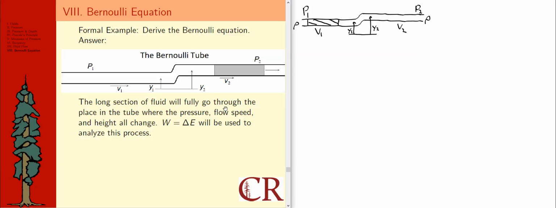It says here the long section of fluid will fully go through the place in the tube where the pressure, that's the place I was talking about there, is that bend, where the pressure, flow speed, and height all change. And we're going to use W equals delta E. In other words, work is equal to change in energy. Maybe a tacit assumption there is work is equal to change in mechanical energy, since we've already said no thermal energy changes are allowed due to incompressibility, right? Will be used to analyze this process.